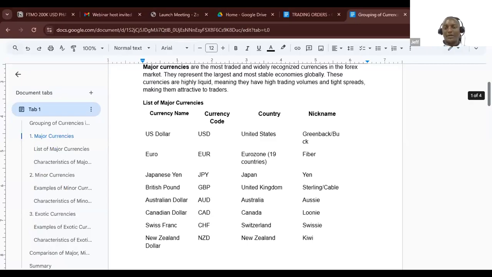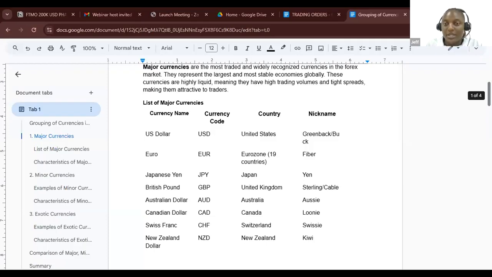Now, the reason why I've also included the nicknames in this is because at times you might find financial reports or financial articles written, or sometimes even if you listen to financial journalists, maybe on Bloomberg or CNBC or other financial platforms, you may hear analysts or economists talking about selling the fiber or selling the cable, or maybe the loonie has gained against something else, or maybe the Aussie has dropped. When you hear such terms, you are able to relate that these are the nicknames of certain currencies.